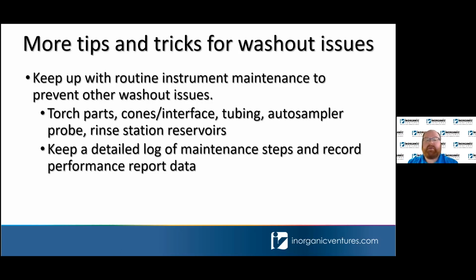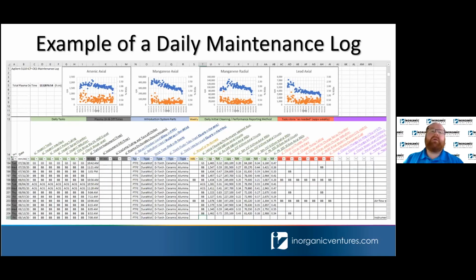And finally, you should keep a detailed log of your maintenance steps and record performance data. You won't really know how good your instrument's performing unless you log it. So I've got an example of what we use on one of our OESs. This is a log that we do every morning, since we use this instrument daily. We've got daily tasks here. So we inspect the torch, the interface, pump tubing, spray chamber, and nebulizer, and we make sure that we have enough rinse solution in our rinse station reservoirs, and make sure that our waste isn't going to overflow. Nobody likes a flood in the morning when you get to work, like, oh, we've got to clean this up before we can actually run our instrument.